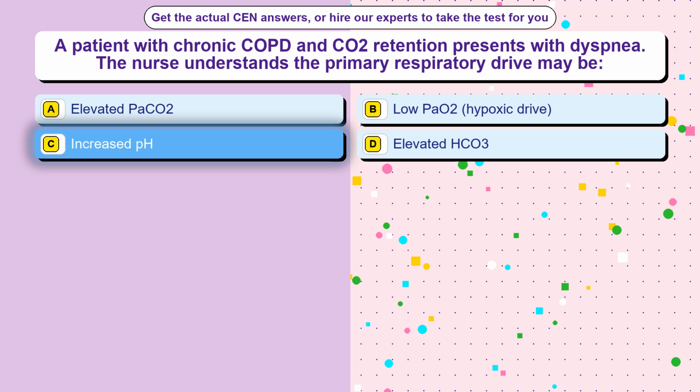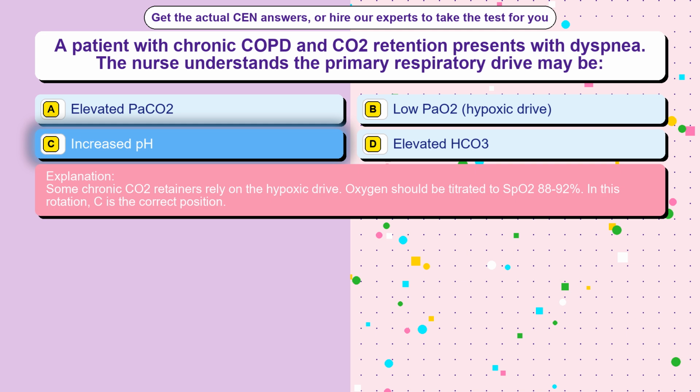The correct answer is option C, increased pH. Some chronic CO2 retainers rely on the hypoxic drive. Oxygen should be titrated to SpO2 88 to 92%. In this rotation, C is the correct position.